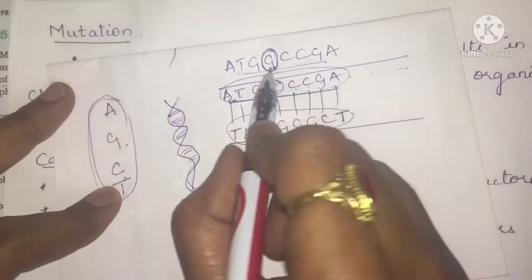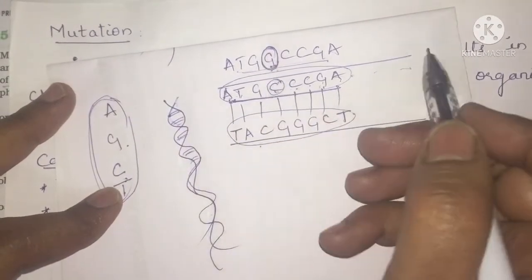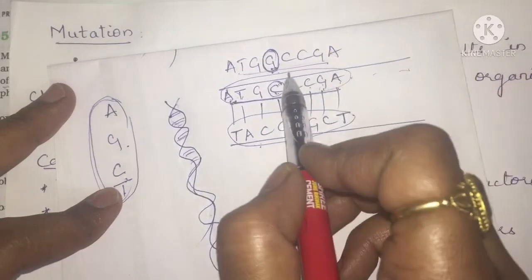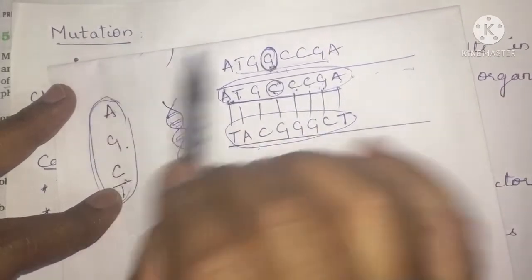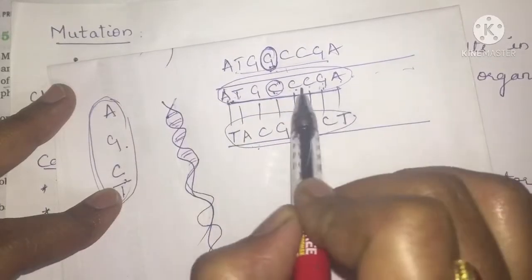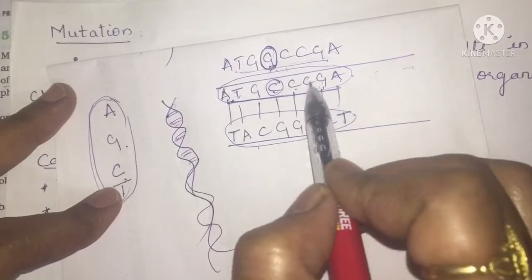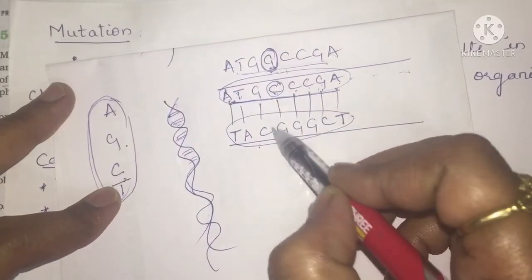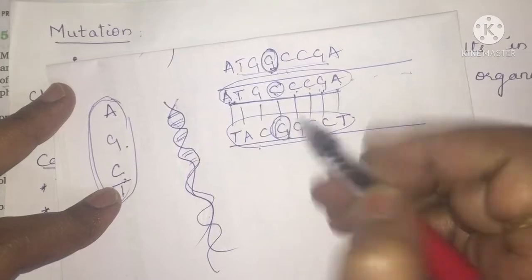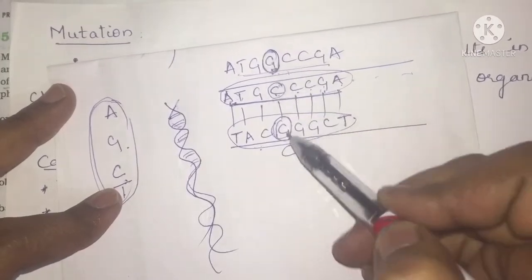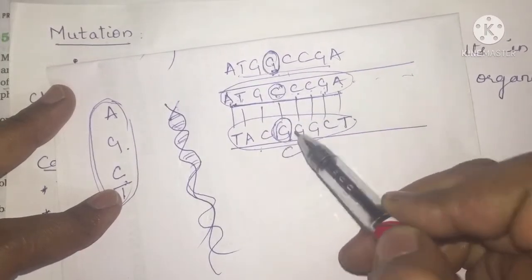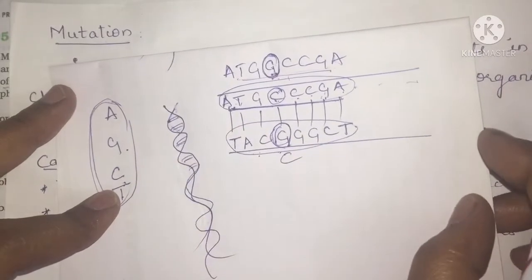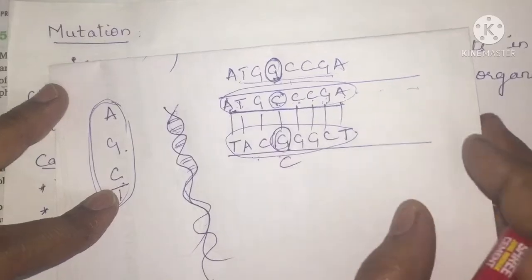Here I have shown only one change. Many sequences might have been changed. If many sequences have been changed, that is also mutation. If one has been changed, it is mutation. If the DNA sequence has been changed or altered, we call it mutation. See here, if it is G, then what will you expect in place of G? It must be C. If this gets changed, then definitely the other strand also gets changed. For that we call it mutation. Okay, fine. Now I hope you understood what mutation is.